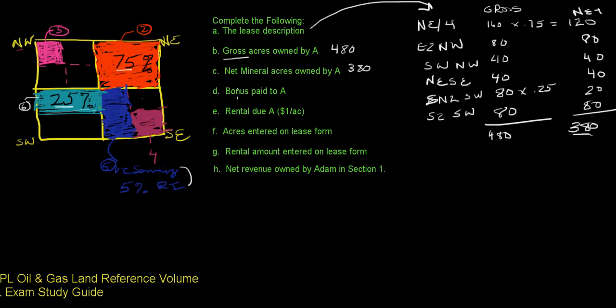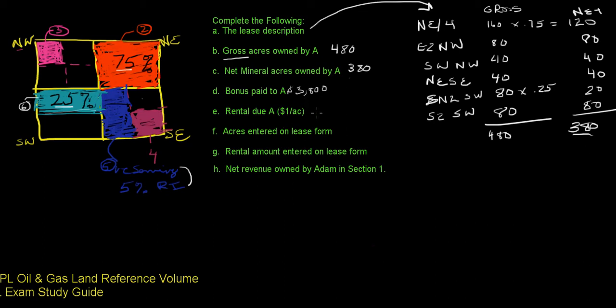Now, the bonus paid to A, we're going to pay a bonus of, what did they say, $100 an acre? $100 an acre, and we're going to pay them based on not the gross, but on the net. So if we're going to say 380 times 100, that number is going to be $3,800. That is the bonus they would get paid if the bonus was $100 an acre.